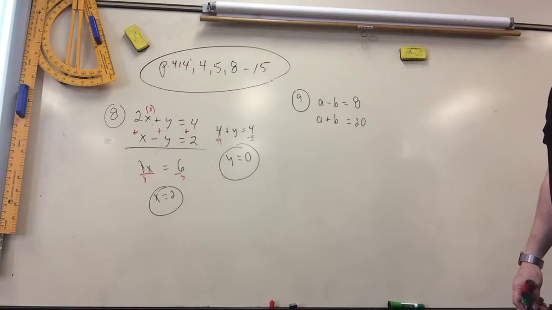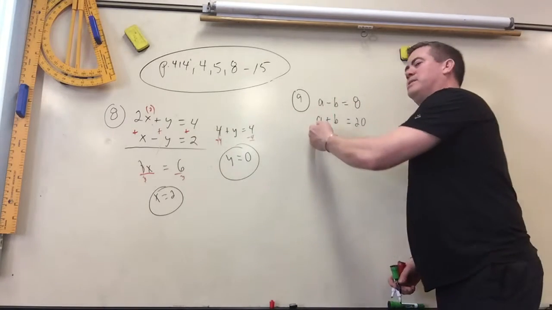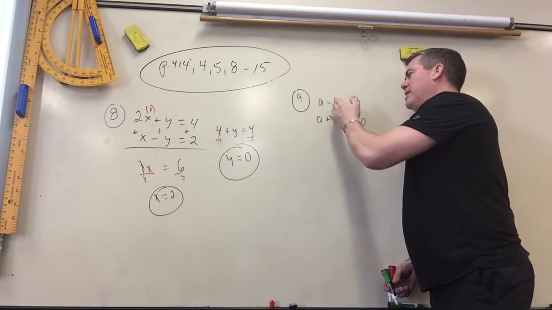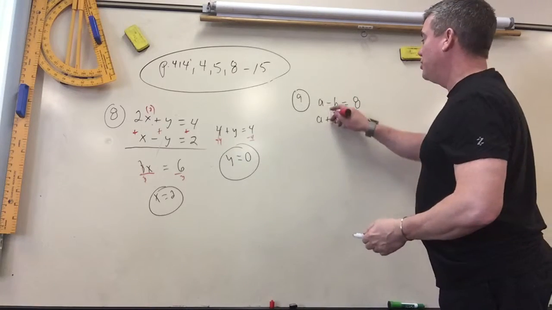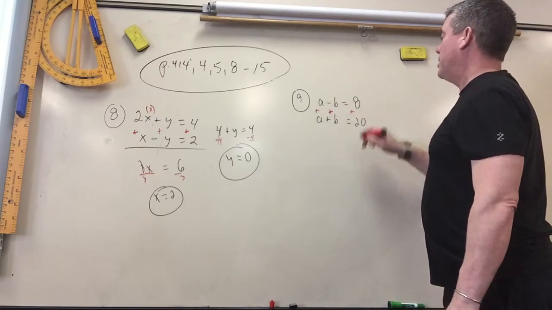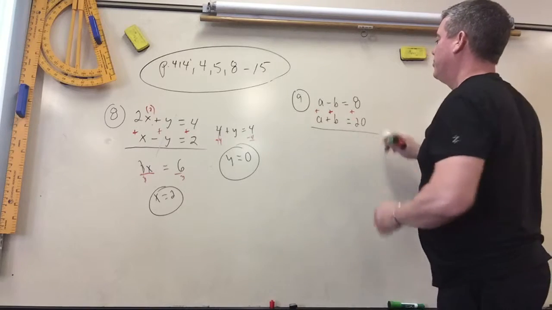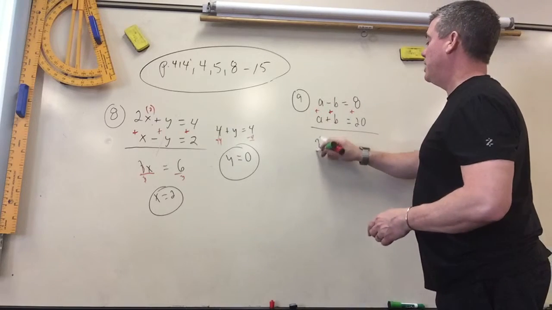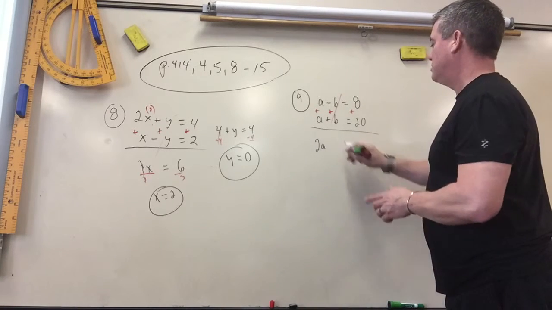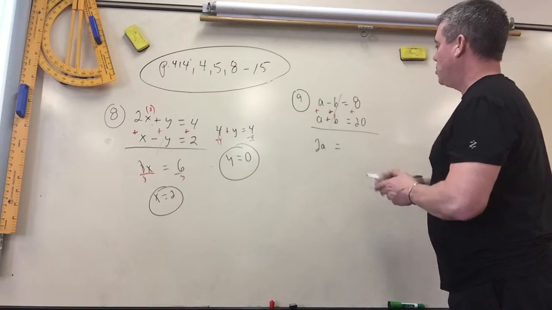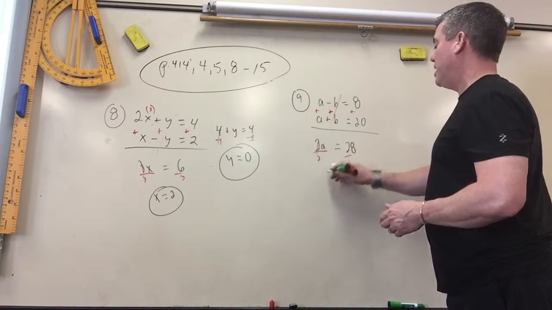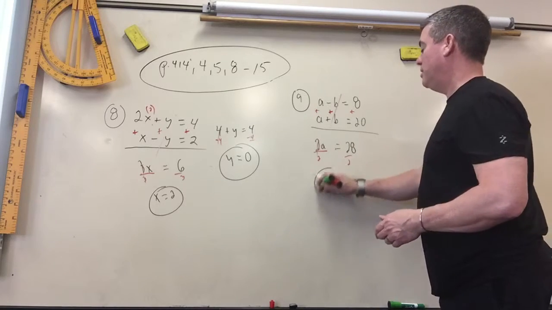9 is another one of these where you could get rid of either the A's by subtracting or the B's by adding. Myself, I like to add better, so I would do the add, but it doesn't matter which one you do. So that means you add all of them. A plus A is 2A. These cancel. Negative B plus a B is 0. 8 plus 20 is 28. So when you divide by 2, A is 14.